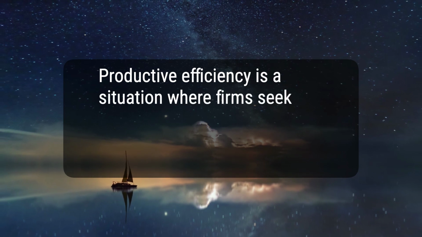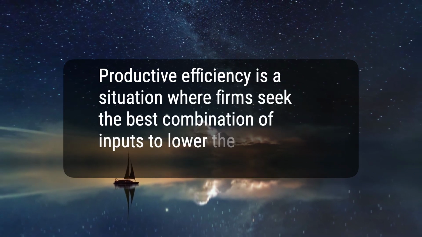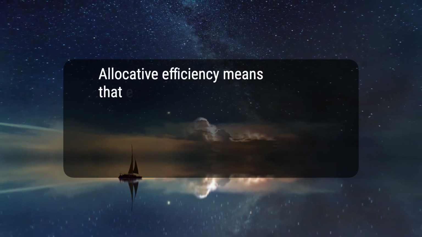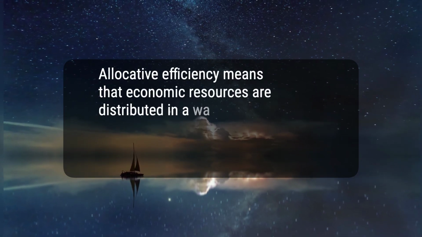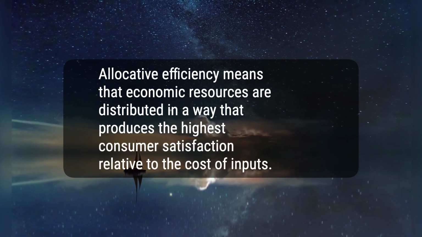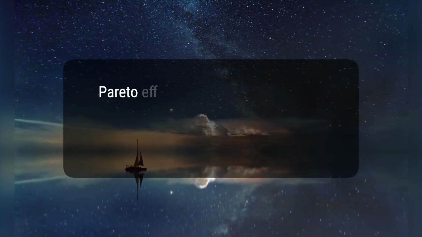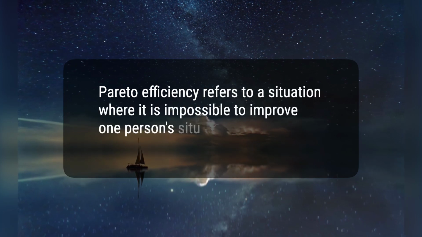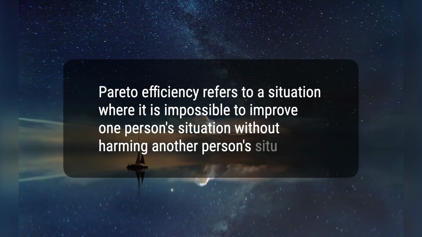3. Productive efficiency is a situation where firms seek the best combination of inputs to lower their costs of production. 4. Allocative efficiency means that economic resources are distributed in a way that produces the highest consumer satisfaction relative to the cost of inputs. 5. Pareto efficiency refers to a situation where it is impossible to improve one person's situation without harming another person's situation.